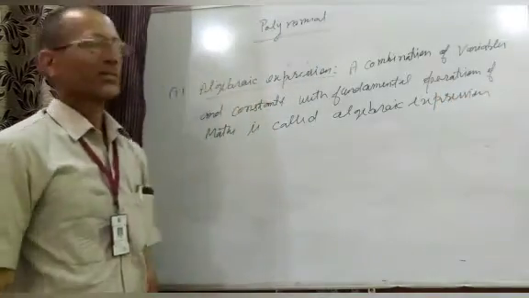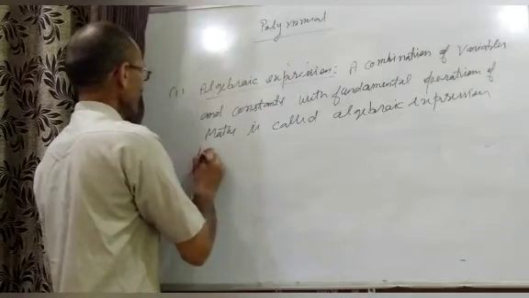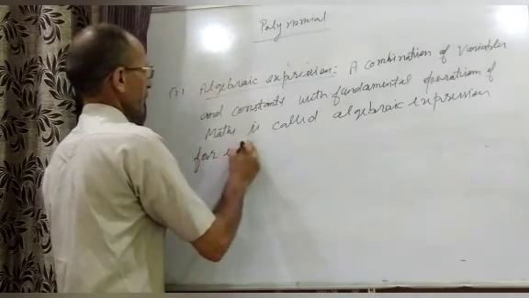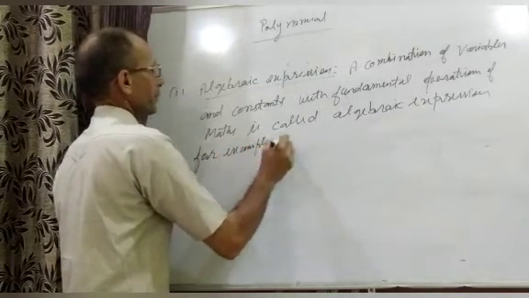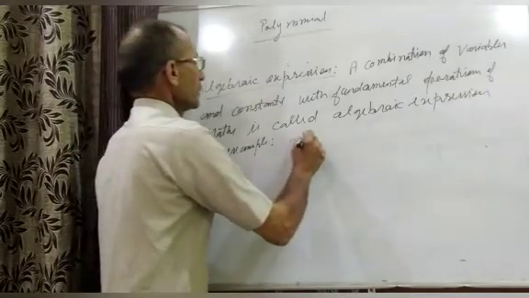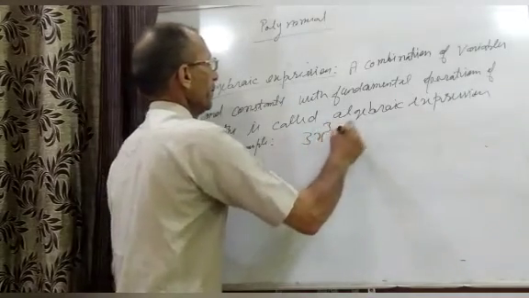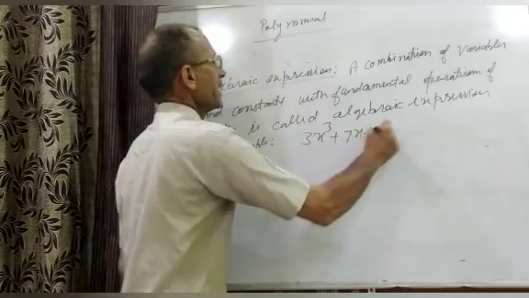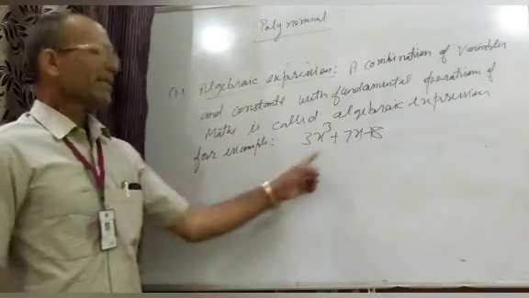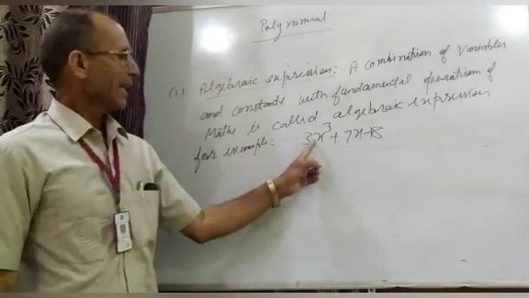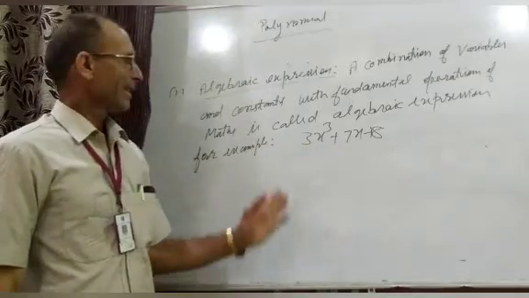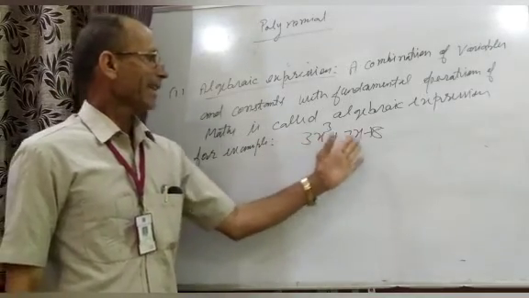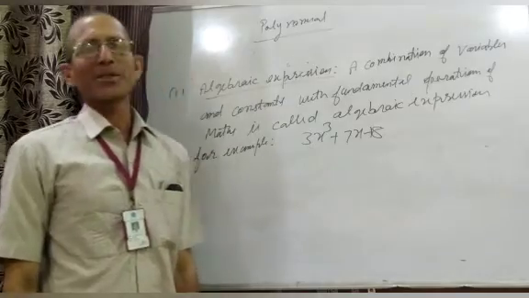Algebraic expression. For example, 3x cubed plus 7x plus 8. This is an algebraic expression. Here x is the variable and 3, 7 and 8 are constant terms.